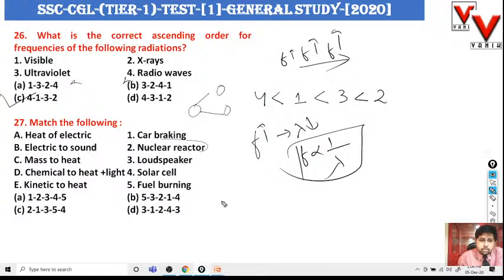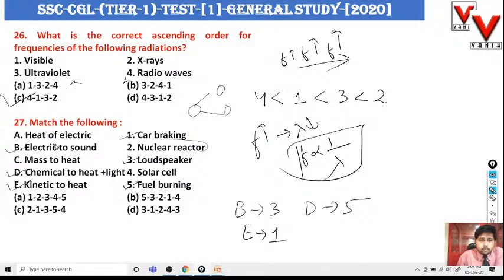Electric to sound is loudspeaker, so B corresponds to 3. Then we have kinetic to heat, which is actually friction to heat, your car braking. So E corresponds to 1. Chemical to heat plus light, so D corresponds to 5. So we are done with 1, 3 and 5, corresponding to B, D and E.